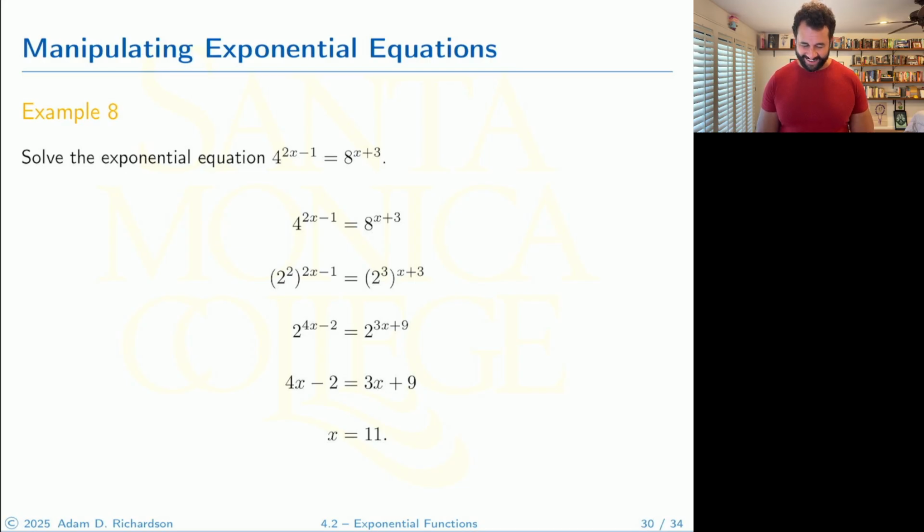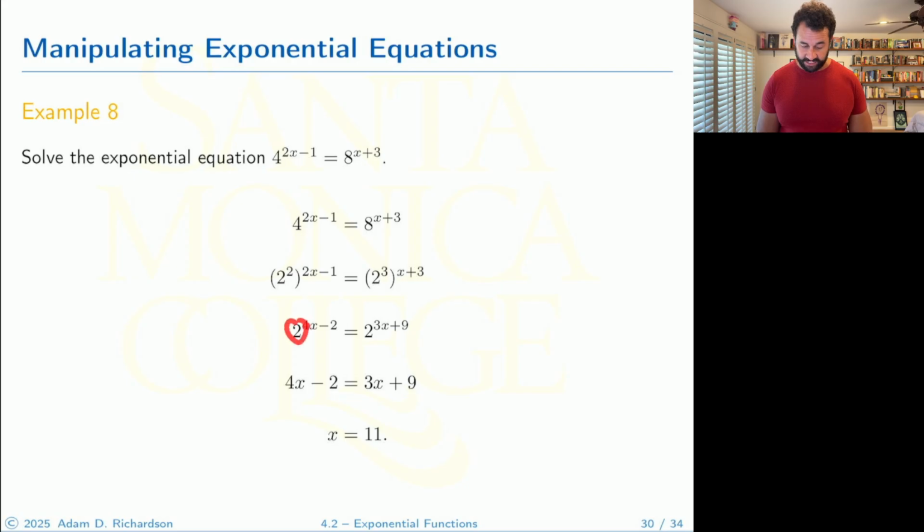All right. So what I'm going to do is rewrite 4 as 2 squared and rewrite 8 as 2 cubed. And then I'm going to use properties of exponents. Remember, these will multiply up there. Those will multiply up there. We're going to get that this is 4x minus 2, and this is 3x plus 9.